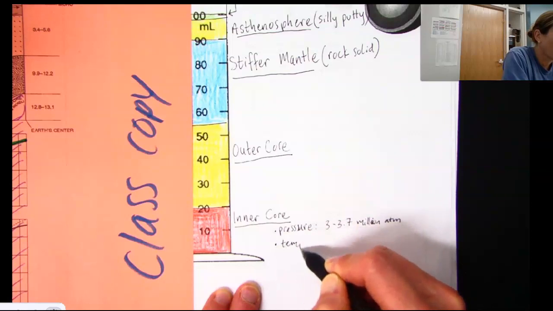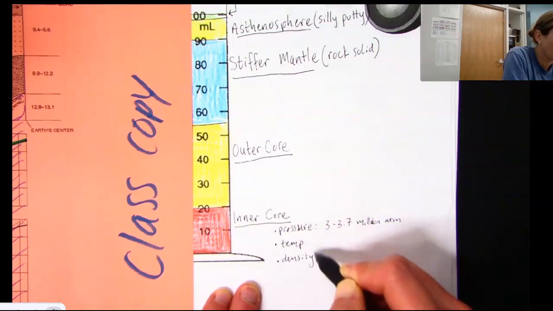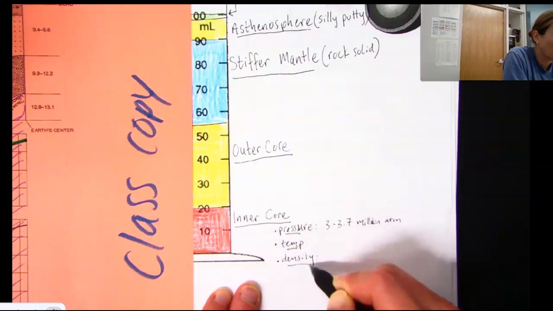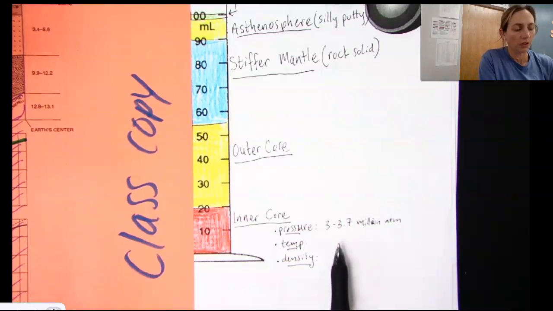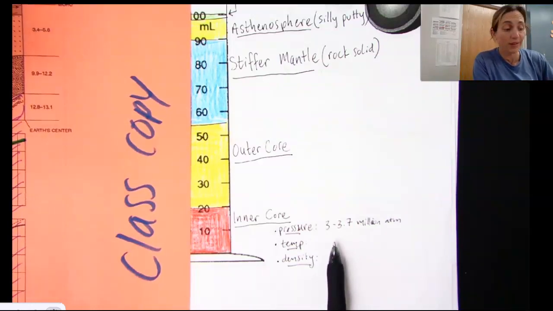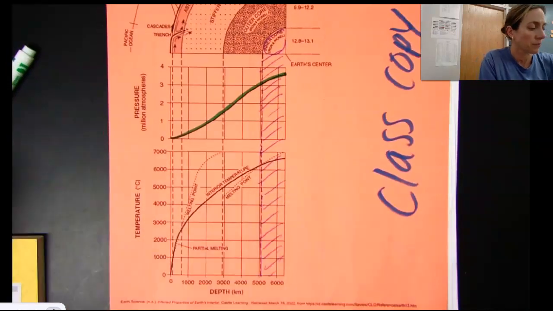Then we are going to talk about temperature, and we're going to talk about density. So I'm going to write those in so I don't forget. So I now know that's my pressure. Remember, it's going to be the biggest number. We're going to write them down and read these just to emphasize that in our brains. So now I want to look at temperature.